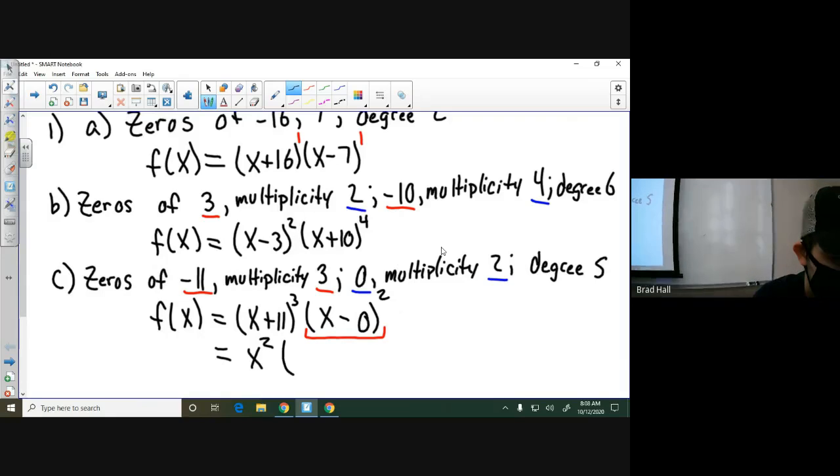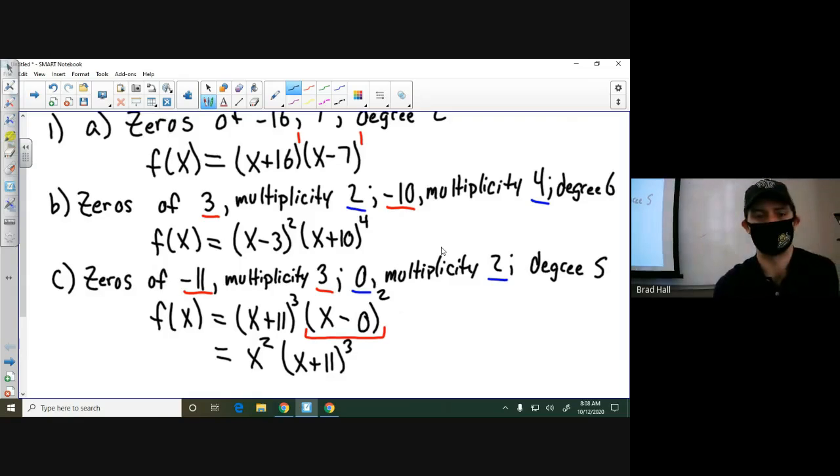And then I'll put the x plus 1 to the third. And that would definitively be something MyMathLab would accept. Or if the x squared was not in the front or in the back, it means the same thing. It's just a math formatting thing, but not a big deal.